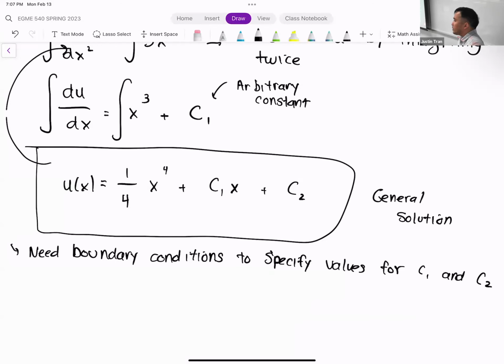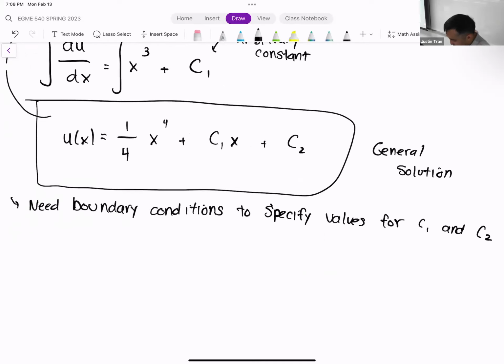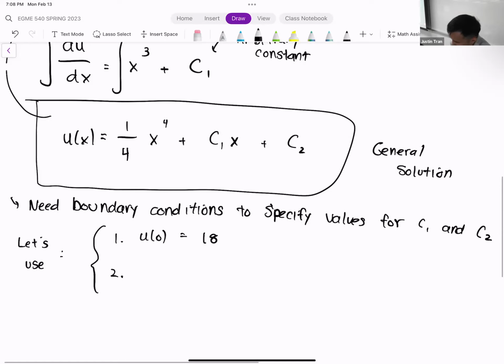You can almost think of the boundary conditions as extra equations that we're adding to our system in order to solve for those constants. So I'm just going to use arbitrary boundary conditions here. Our first boundary condition, let's say we have u of 0 is equal to 18. So we have a direct specification on the solution value. And then our other boundary condition will say du/dx at x equal to 10 is equal to -5.